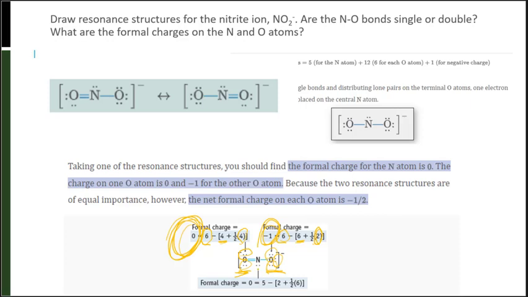Let's find the formal charge for this nitrogen. Nitrogen has 5 valence electrons minus, there's 2 in lone pairs, and it has 2, 4, 6 in bonds, so it has a formal charge of 0. Add up all of our formal charges, and we have a formal charge overall of -1.